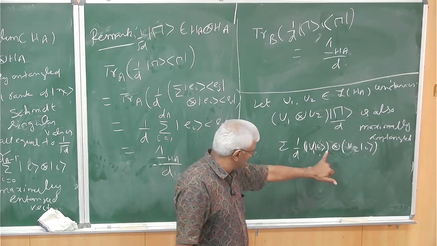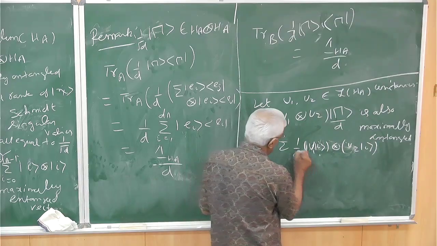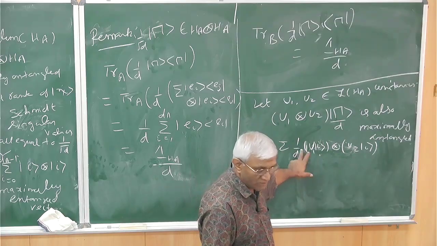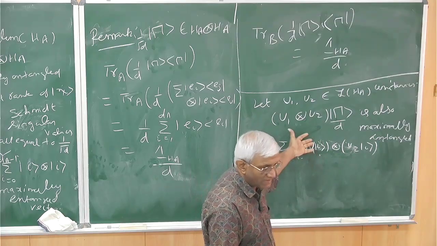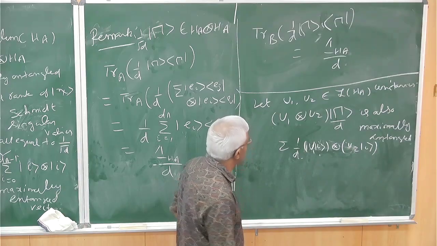This is also a Schmidt decomposition with orthogonal basis. There are d of them, and each one has Schmidt singular value 1 by d. So this is also maximally entangled. So if you take any U1, U2, you get a maximally entangled state.